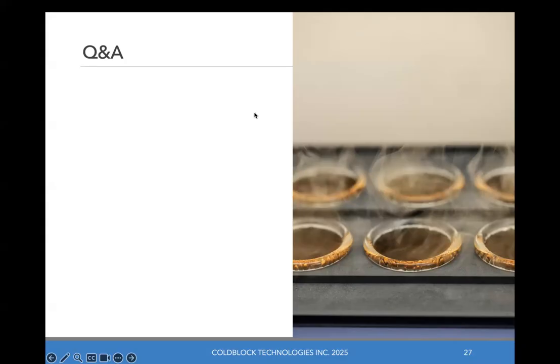Okay, can we run agricultural samples with ColdBlock?